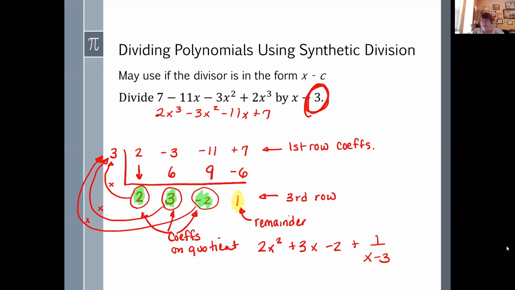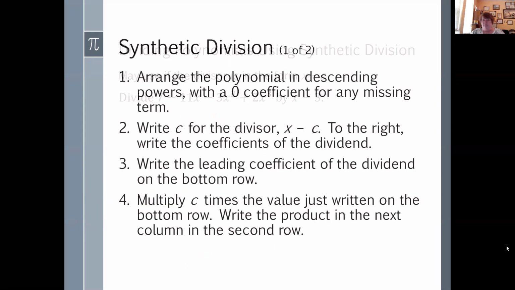So synthetic division is a great thing when your divisor is a first degree polynomial function. It makes division so much easier because we don't have to keep track of all the x's. So the way we do this is as follows.